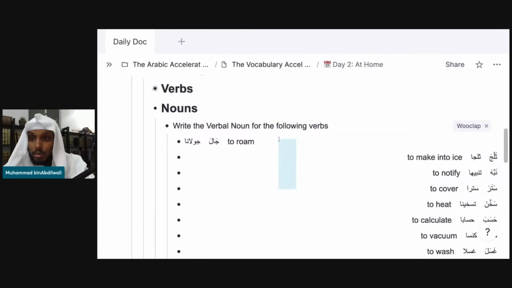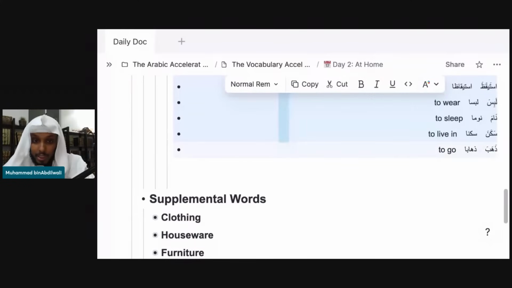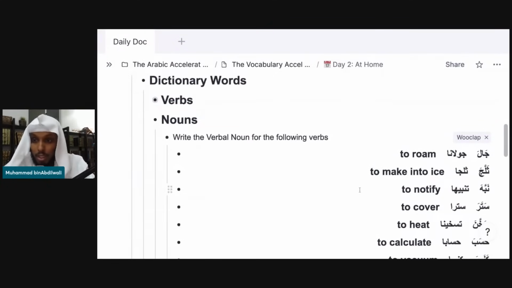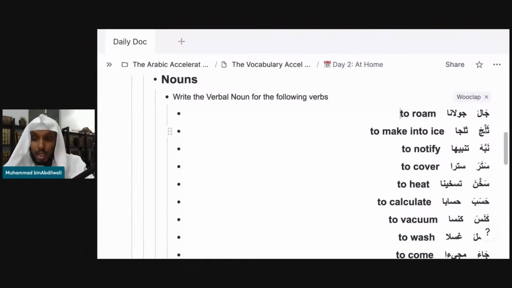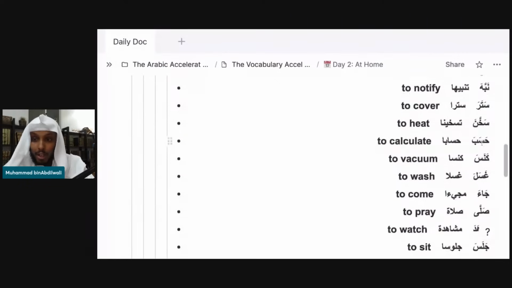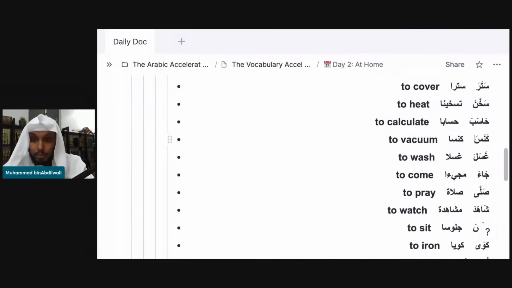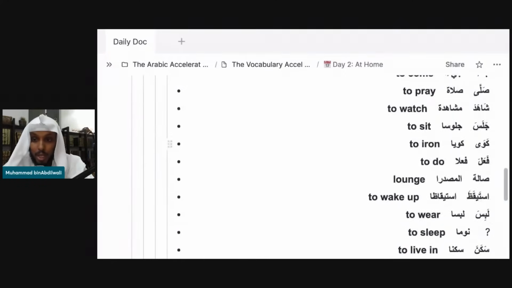طيب. So these are some of the verbs that we have. Like I said, not all of them are suitable. But we have جالة جولانا, which is to roam. ثلج ثلجا, which is for ثلاجة. Okay, we took ثلج from ثلاجة. نبه from منبه. ستر from ستارة. سخن from سخان. حسب or حاسب from حاسوب. حاسب حسابا. كنس to vacuum, that's something you do at home as well. غسل جاء مجيئا. صلى صلاة وهكذا.